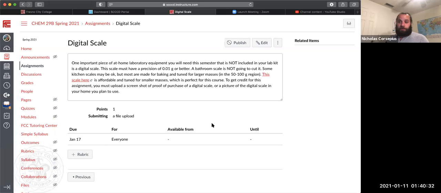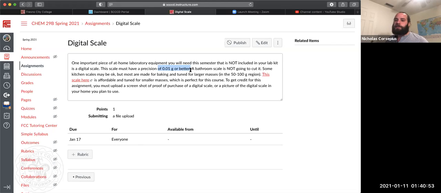If you follow this link, it'll take you to Amazon, where there is a really nice digital scale that's like $12 or something like that. The important thing is the precision, that it goes to 0.01 grams or better, meaning even lower than that. So 0.001 grams, a milligram, that would be fantastic.